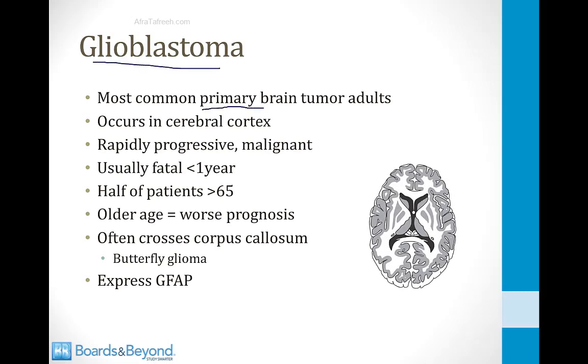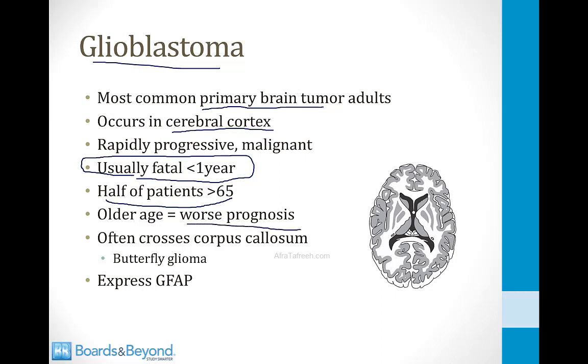Glioblastoma is the most common primary brain tumor in adults. It occurs in the cerebral cortex. It's rapidly progressive and malignant, and it's usually fatal within a year. Some of you may know that Ted Kennedy, the senator from Massachusetts, the brother of former President John Kennedy, had a seizure, and then he was found to have one of these tumors, and he was dead within about 6 months. Half of patients are over 65 years old, and the older you are when you find out you have this tumor, the worse the prognosis.